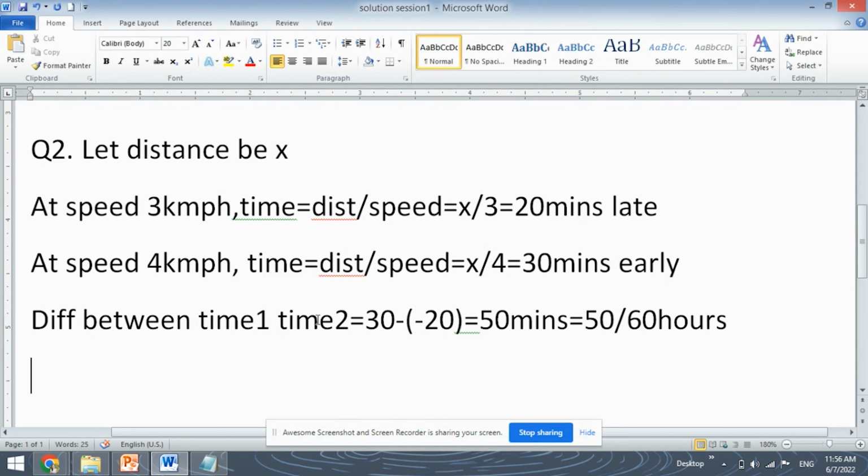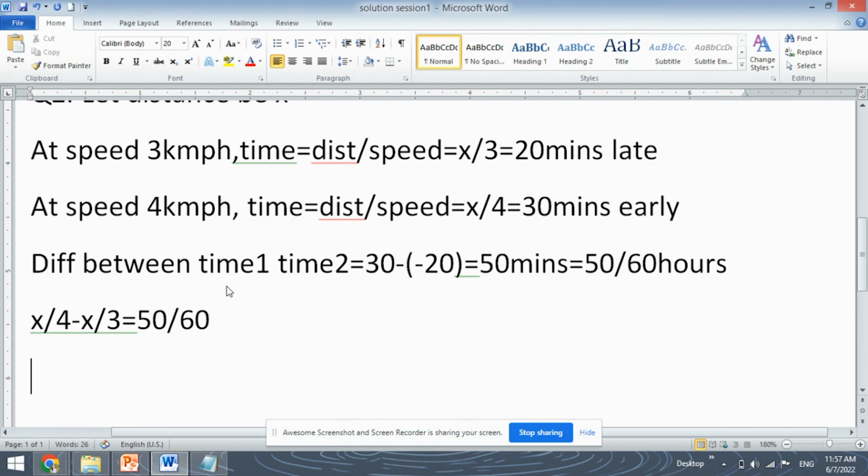So let's substitute our distance-speed formula into this equation. We need to calculate the difference between time 1 and time 2. This difference between time 1 and time 2 is nothing but x by 4 minus x by 3. And this difference, which we just found out, is 50 by 60. So simply write down 50 by 60. Now we just need to solve this equation to get the value of x, because x is nothing but the distance.